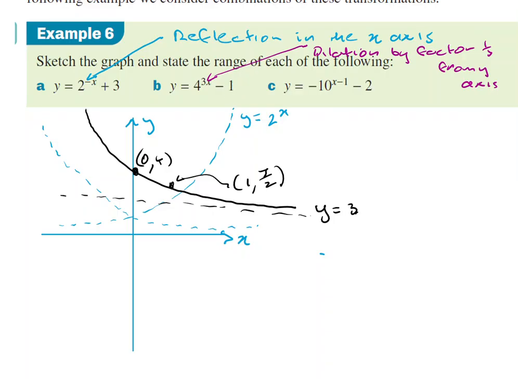What about this last one here? 10 to the x minus 1. So you've got a translation along the x-axis of 1 unit in the positive direction. The negative, because it's in front of this whole part here, is a reflection in the x-axis, and then a shift of 2 units in the y direction, and that should do it, and that will let you do the rest of the questions.